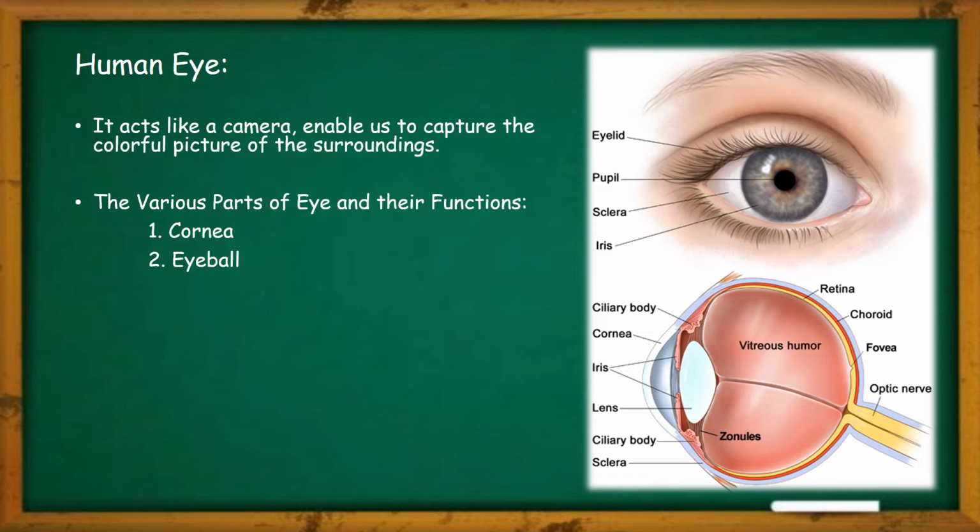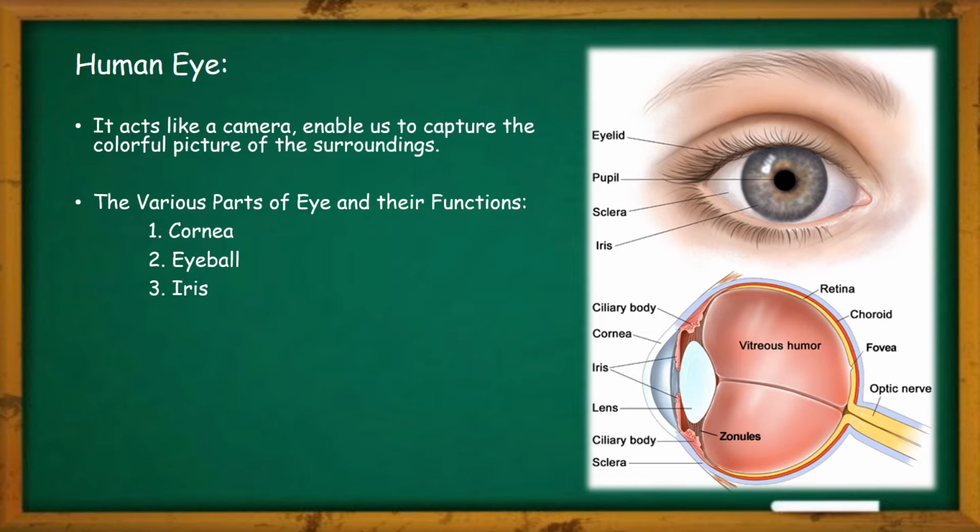Next, as you can see, the black colored part is known as the eyeball, and this eyeball is approximately spherical in shape and its diameter is about 2.3 centimeters, and through it light enters into our eye.